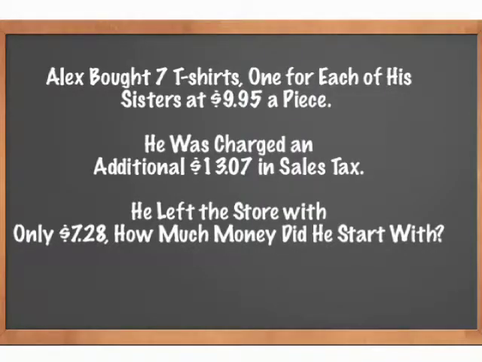Let's start with number concepts. Alex bought 7 t-shirts, one for each of his sisters, at $9.95 apiece. He was charged an additional $13.07 in sales tax. He left the store with only $7.28. How much money did he start with?